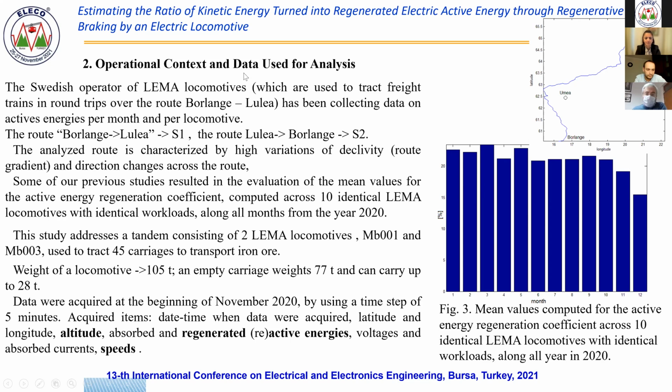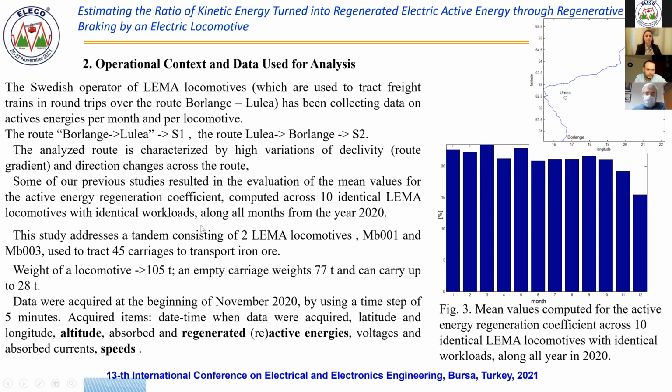We made studies differently on the going route, Borlänge to Lale. It is S1 and the other one is S2. The analyzed route is characterized by high variations of declivity. We will present them later, and sudden direction changes across the route.